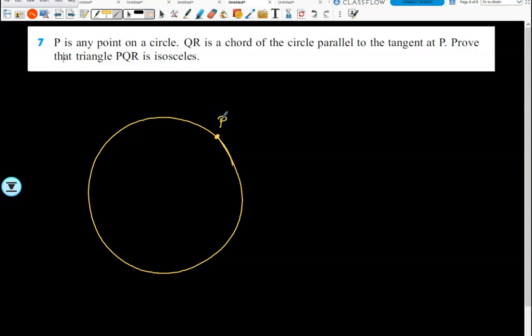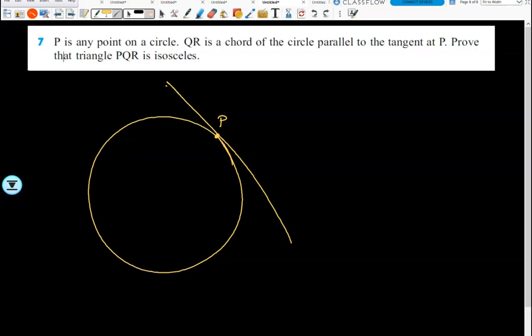QR is a chord of the circle parallel to the tangent at P. Well, we don't have a tangent at P yet, do we? So let's draw one in. What is a tangent? It just glances, okay? So get a ruler. And it just glances there. I would even go so far as to write tangent here, because then when I'm looking at my circle theorems, I'm going to look at the ones that have a tangent on them, correct?